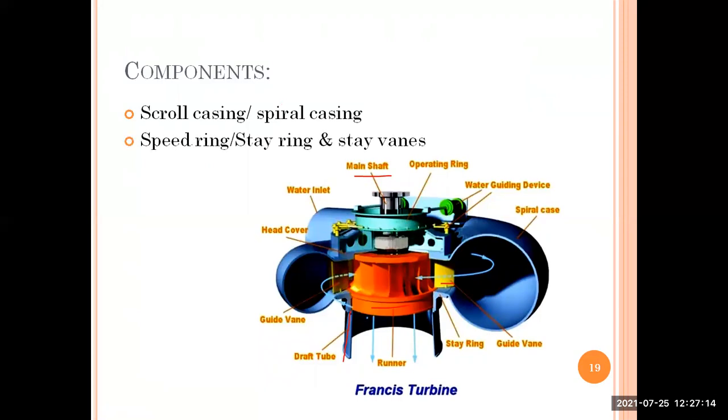And after that you have a guide wheel, that is nothing but a speed ring or steering with the stay vanes, with stationary vanes, which is usually provided to guide the water from the casing to the runner without any shock. To allow the water to enter the runner without any shock, the steering or stay vanes are provided. That is called the guide vanes.